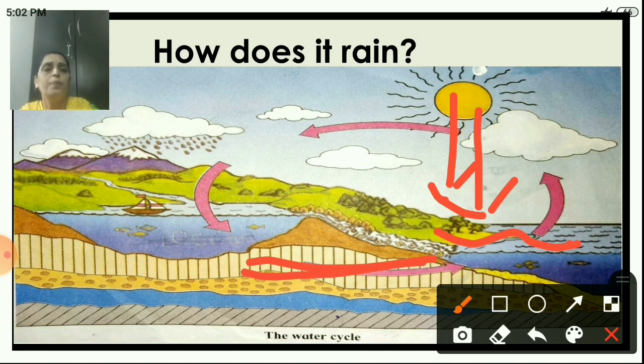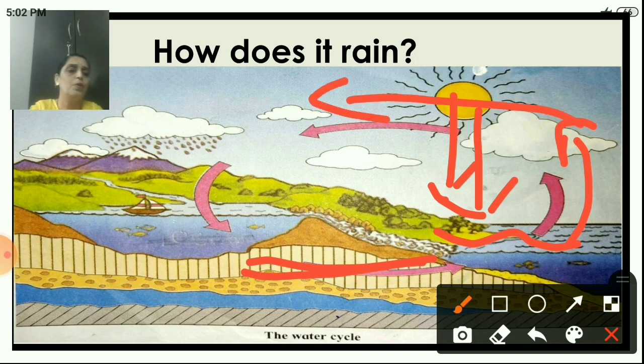Then it evaporates and enters into the atmosphere. As the water vapor is lighter than air, it rises high up into the atmosphere. As it goes higher, it cools and condenses, forming very fine droplets of water.